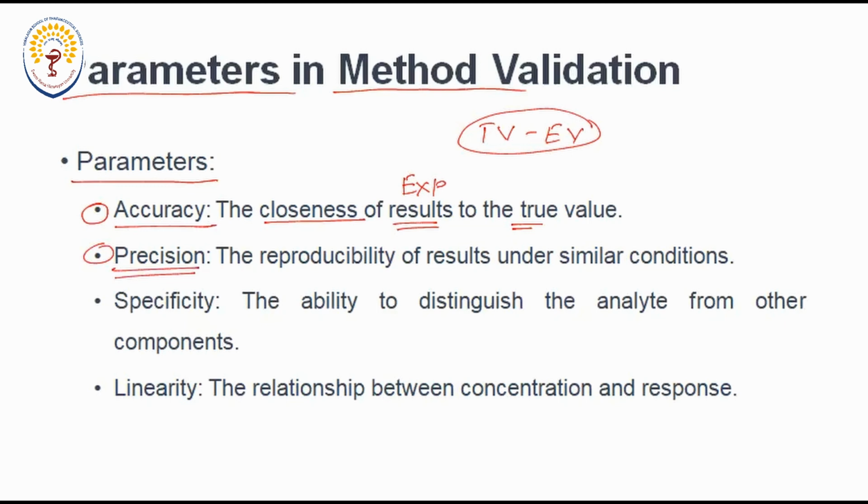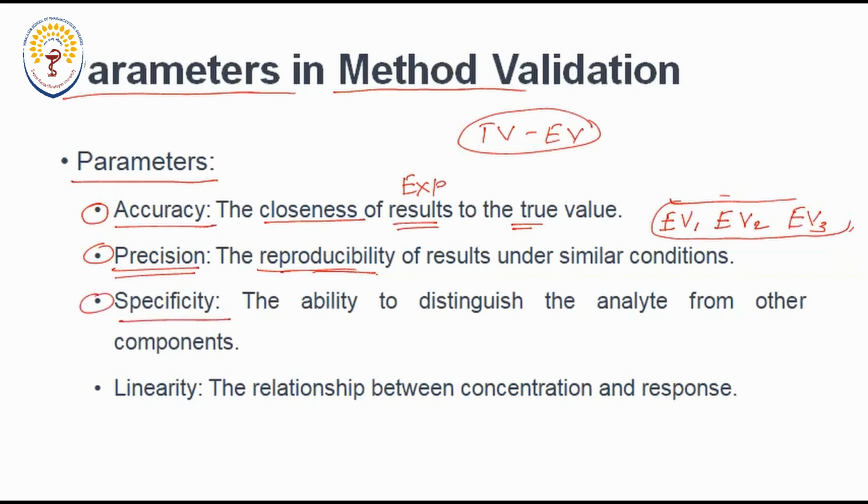The second parameter is precision. Precision means how close two experimental values are to each other. See, we have done an experiment with an analytical method. Now we have got experimental value number 1, experimental value number 2, and experimental value number 3. If these are very close to each other, that means our method has reproducibility. Reproducibility is very important. If a method does not have reproducibility, then it is not counted as a good method.